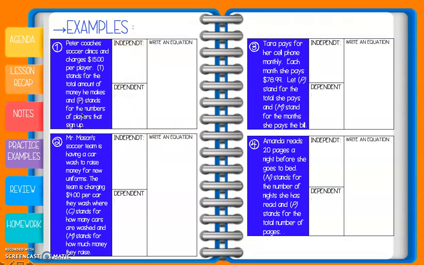Okay, so our independent variable here would be the amount of players that sign up, because if he has a lot of players, he's going to make a lot of money. If he doesn't have a lot of players, he isn't going to make very much money. So the dependent is the money that he makes, the total money he makes, okay?